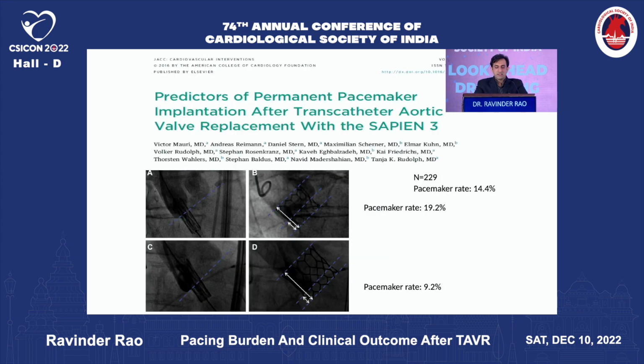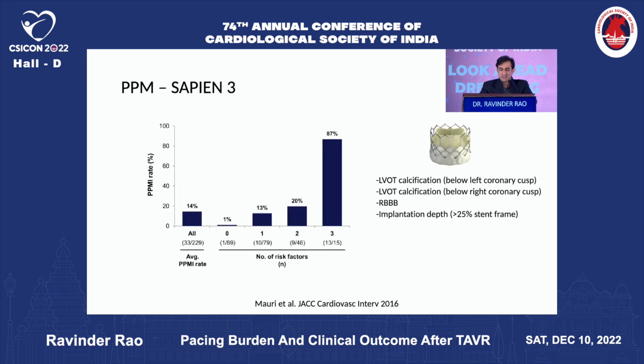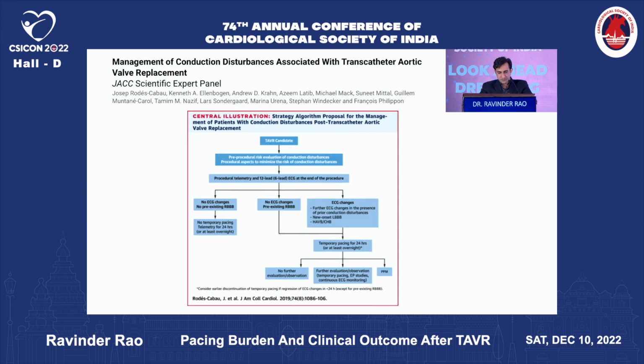So this was again a slide, predictors of permanent pacemaker after transaortic valve replacement. As I said, just remember three things. One is right bundle branch block, depth of implantation, calcification, and the fourth one is oversizing.